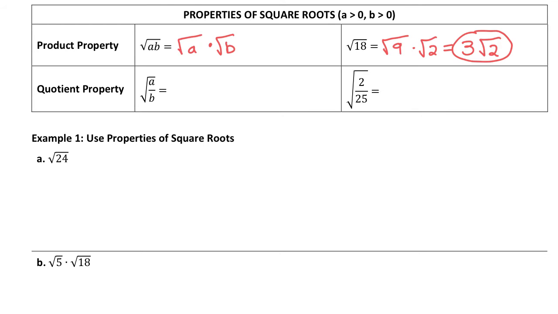The quotient property works the same way. If I have the square root of a fraction, I can rewrite it as a fraction with a square root on the top and the bottom. So to simplify the square root of 2 over 25, I could rewrite this as the square root of 2 over the square root of 25. The square root of 2 can't be simplified, but the square root of 25 is just 5. So we use those properties to simplify square roots or write them in a different equivalent way.